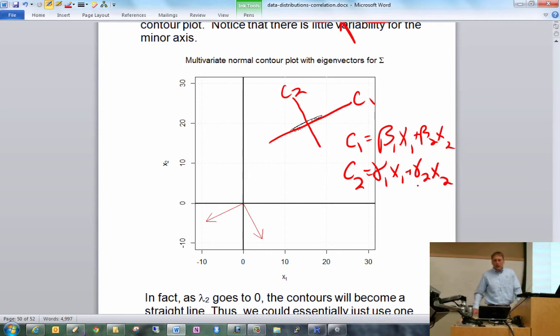The correlation between x1 and x2 is very high. Yeah. Okay. What you will learn later is that the correlation between C1 and C2 is 0. Okay? That's why you focus just essentially on C1.